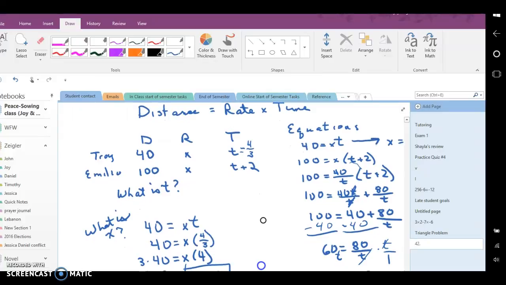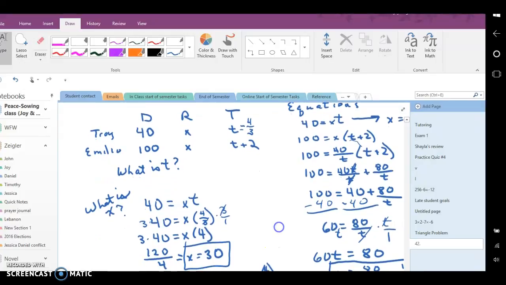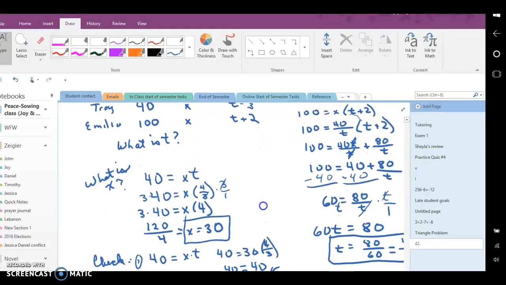Let's get rid of that fraction by multiplying both sides by 3. 3 times 40 over here, and let me write it here. And 3 over 1 over here, so the 3's cancel, and we get 3 times 40 equals x times 4. That gives us 120, and we divide both sides by 4, and that gives us 120 over 4, which is 30. So x should equal 30, and we can check that.